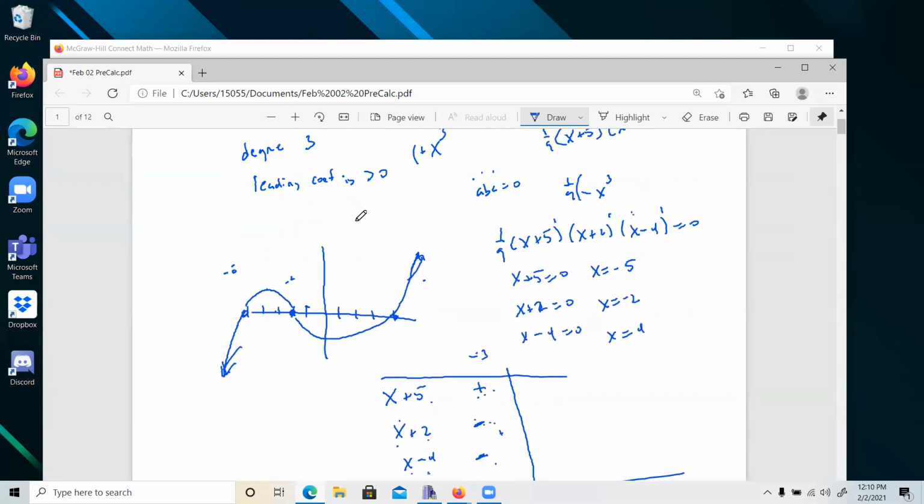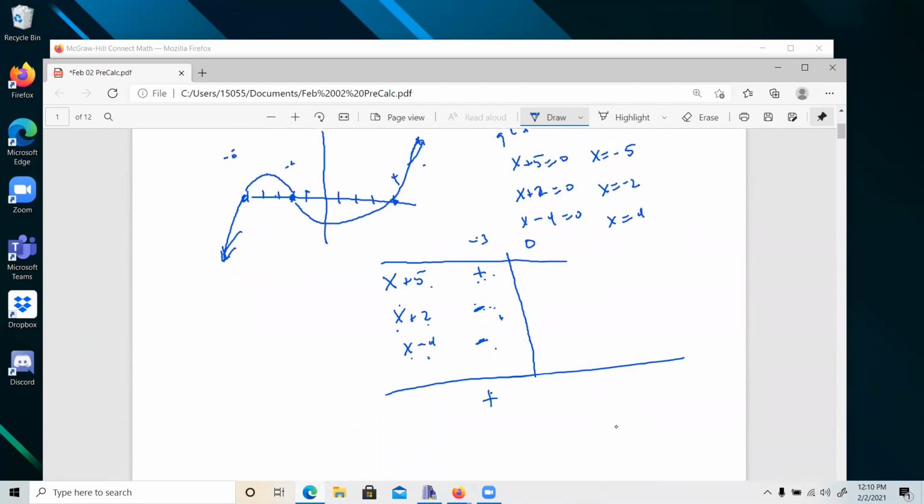What if we wanted to double check between, say, -2 and +4? Pick your favorite number between 4 and -2. Anytime you go from a negative to a positive, your favorite number is 0. That's just a rule. So we're going to pick 0 here. 0 plus 5, 0 plus 2, 0 minus 4, negative. When I multiply these all together, positive times positive is positive, times negative, we get negative. Hey, what do you know? It's actually a negative down here.